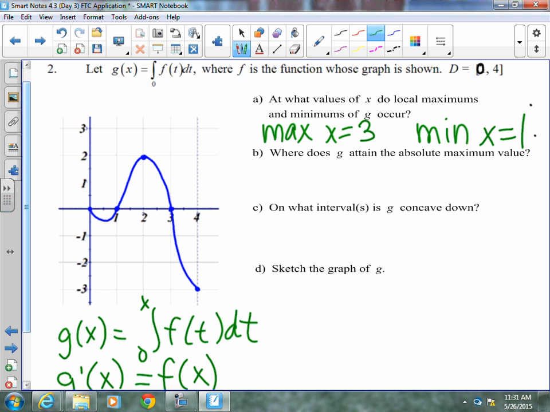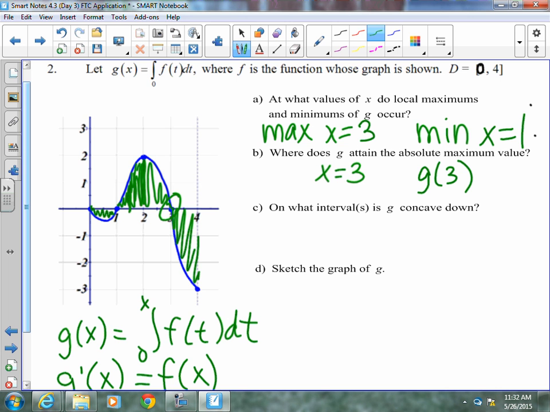Now, where does g attain the absolute maximum value? We have to consider a few places, or think common sense-wise. We've got some negative area, then we have some positive area, and it cancels out this area about here, and continues to add up till it gets to 3, and then negative area starts canceling it out. So it would be at its highest area at x equals 3 with a value of g of 3.